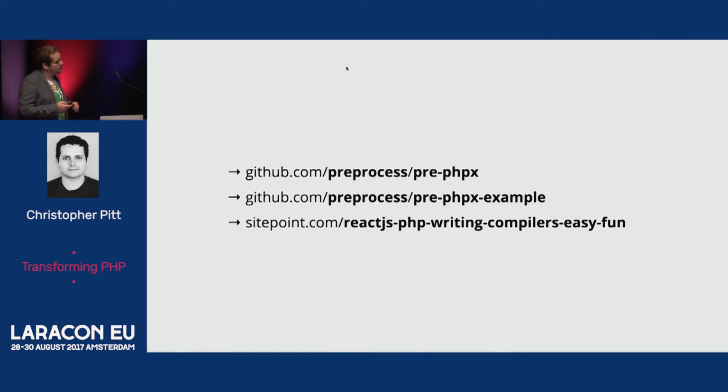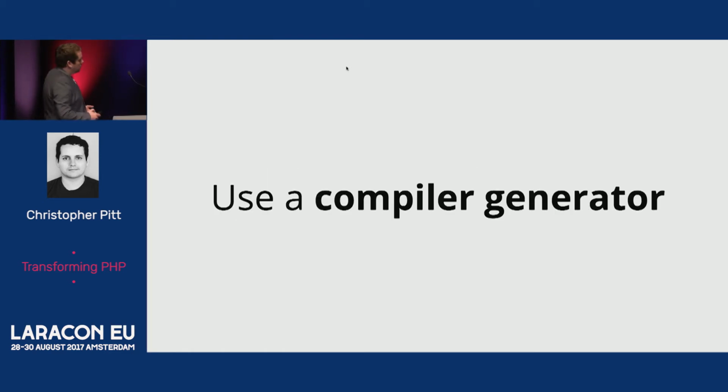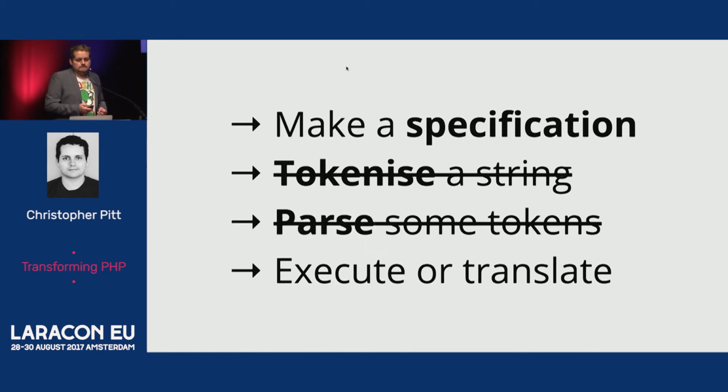But this isn't the only option. Remember, the first option was submitting to Composer. Making your own compiler is a second option. But again, there's a lot of work involved there. You have to do the full specification, unless you piggyback on PHP syntax like this has. You have to tokenize and parse, and then finally decide whether you execute or write to another language and how that actually works. You could cut out a few of the steps by using a compiler generator, something where you use a custom DSL, and it makes the tokenizer and the parser for you. And so it cuts out those two steps, but really there's still a lot of work involved, because specification and execution or translation are really the biggest parts of this.